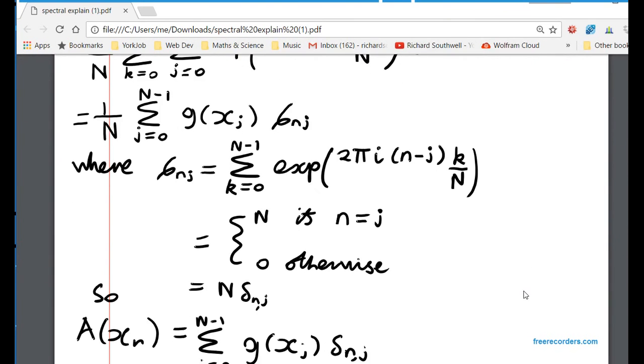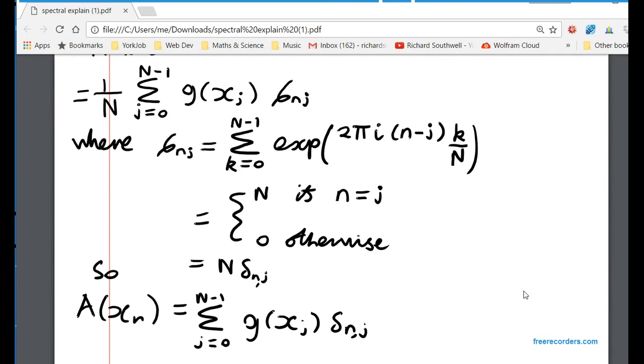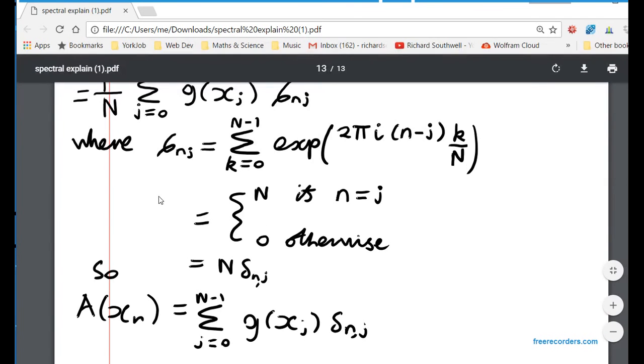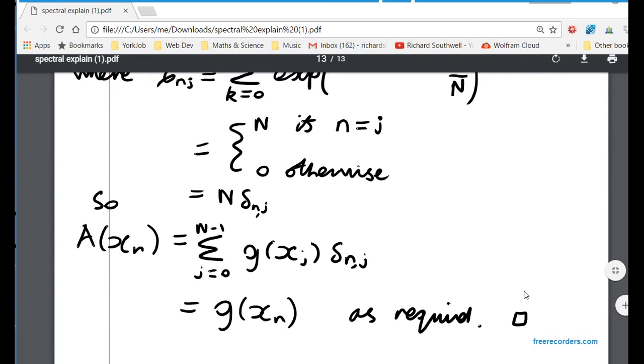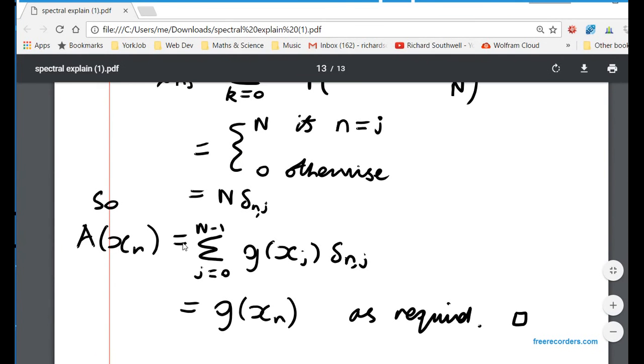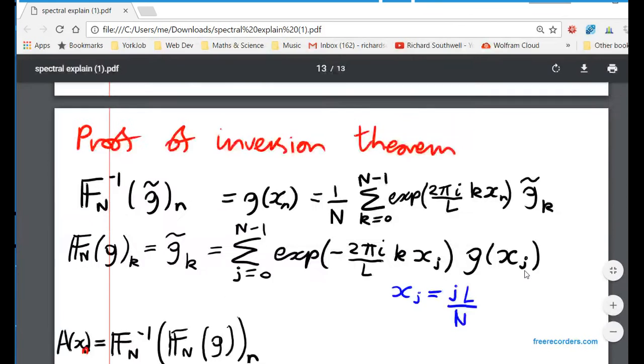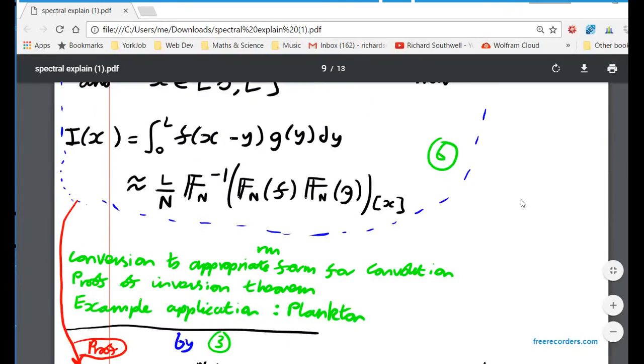So basically we write zeta nj is equal to n times Kronecker delta nj. Substitute that into our formula. The 1 over n cancels with that n we put in, and then the Kronecker delta just picks out the value of g of xn. So that proves our inversion theorem. Okay, so we can go back.